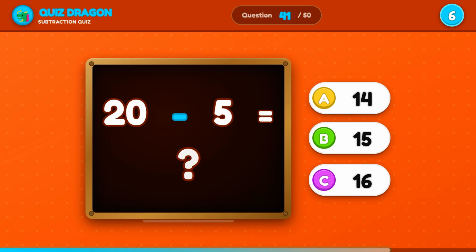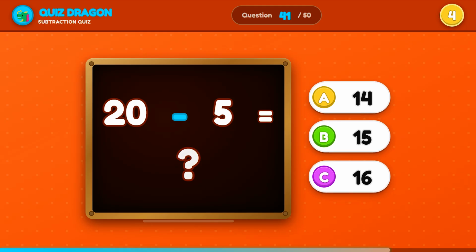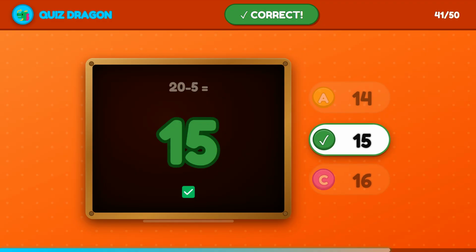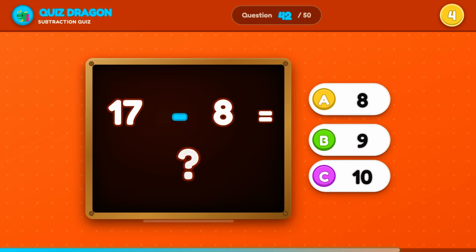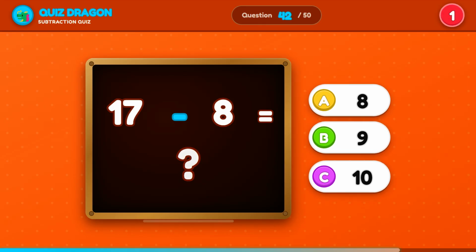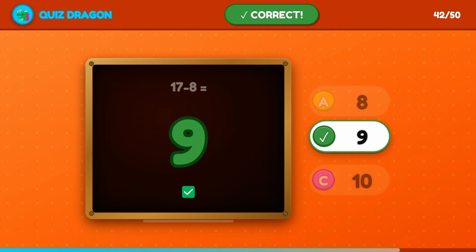You are on fire. Number 41. 20 minus 5 equals? The correct answer is B, 15. Question 42. 17 minus 8. What's the answer? The correct answer is B, 9.